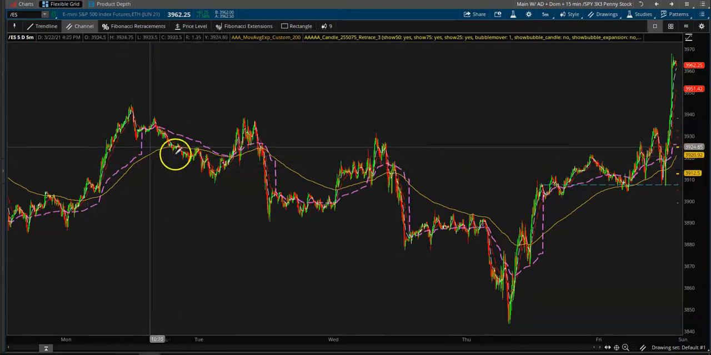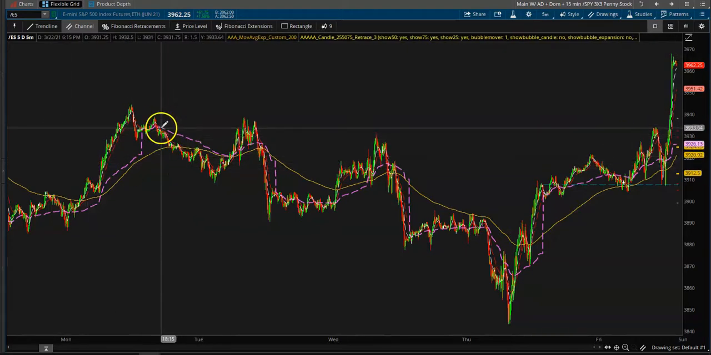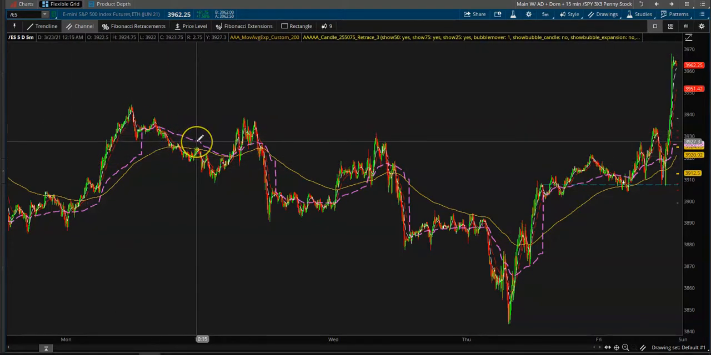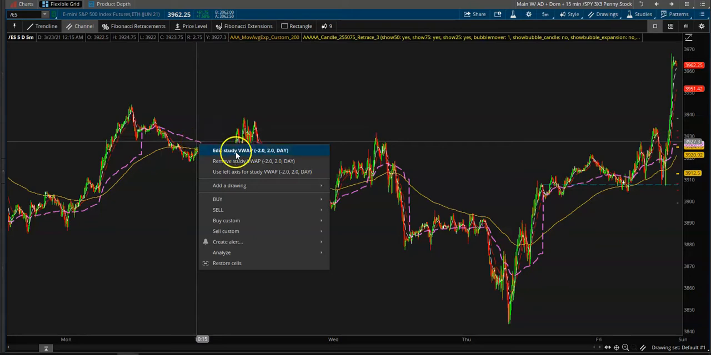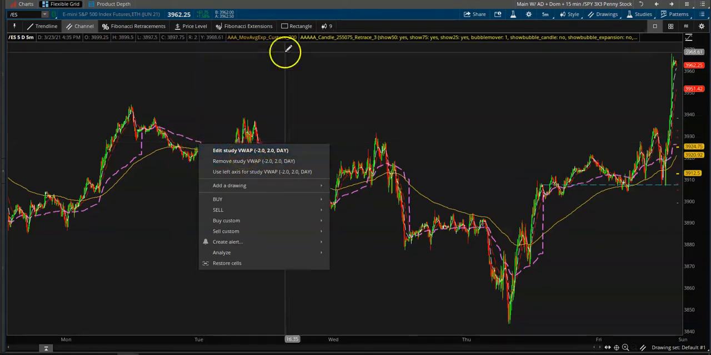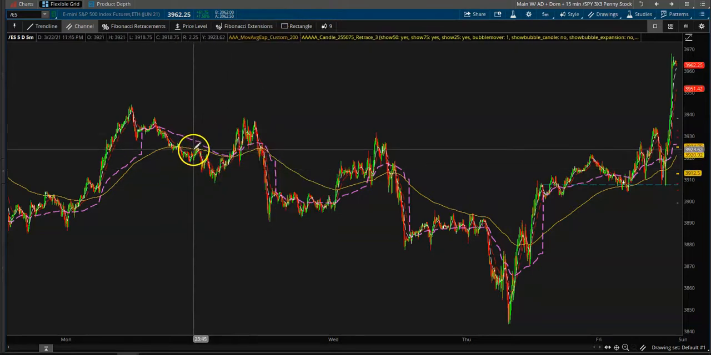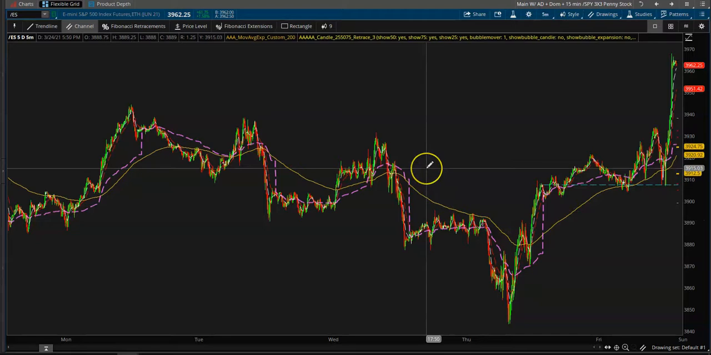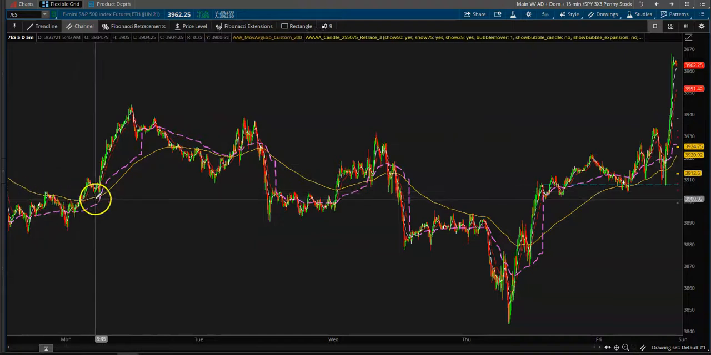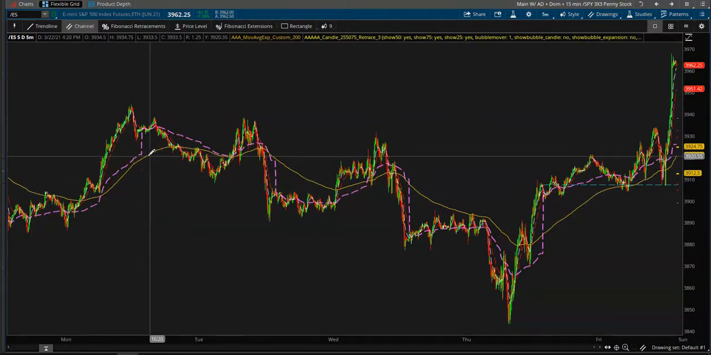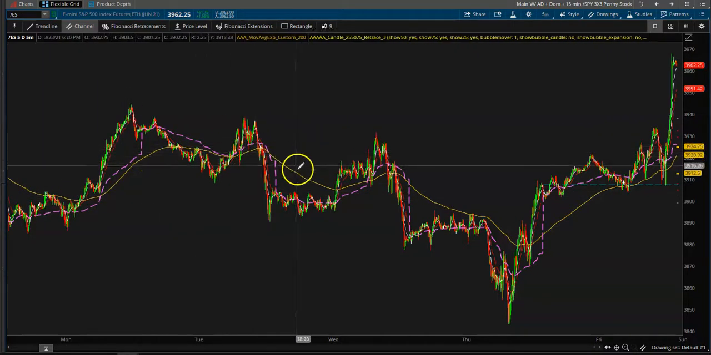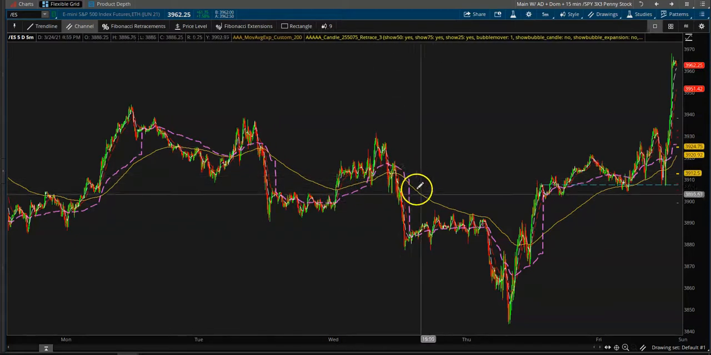Let's first go over what exactly is everything. This purple line is just a standard default VWAP. That's all this is, a default VWAP that I add onto the chart. Second, this is also an extended trading hours chart, so it shows the overnight session and the day session all included. The yellow line is the 200 EMA, exponential moving average. It's what I have on each and every one of my charts.